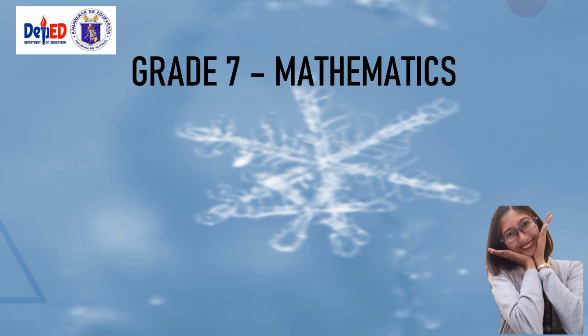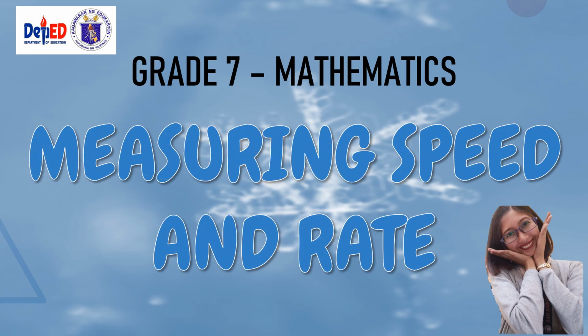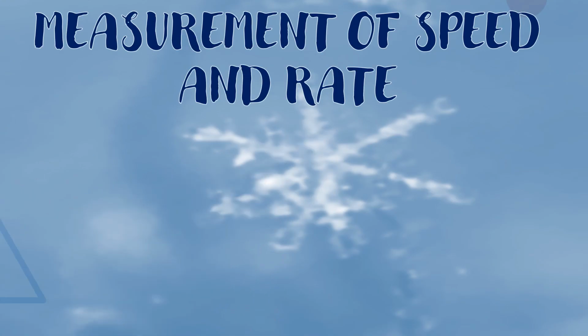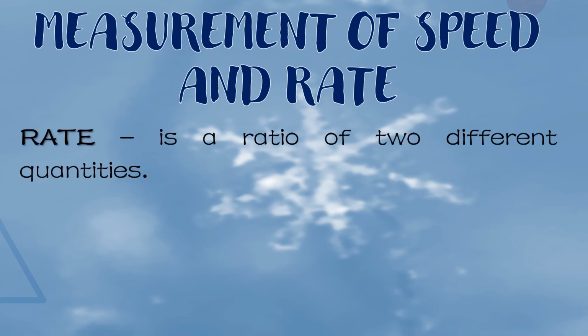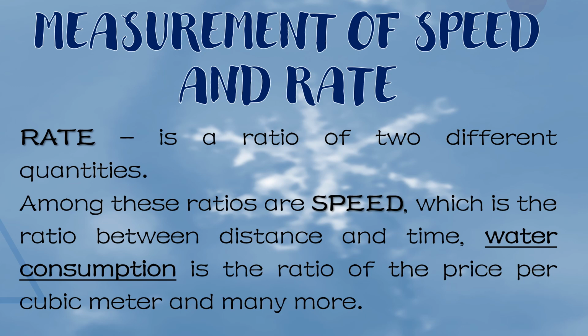We are now on the last part of measurement, and today we will talk about measuring speed and rate. So what is rate? Rate is a ratio of two different quantities. Among these ratios are speed, which is the ratio between distance and time. Water consumption is the ratio of the price per cubic meter, and more.